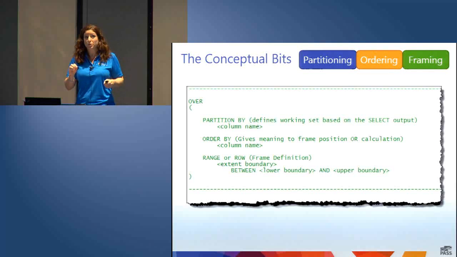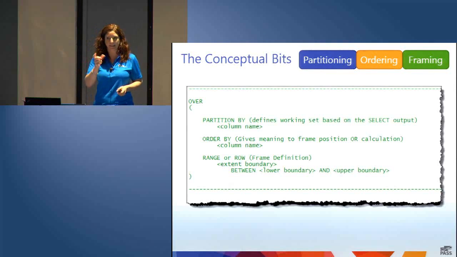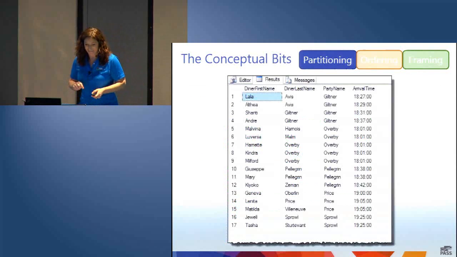All functions also support ordering, but they do it differently depending on what kind of function they are. So that gets a little bit confusing, but not so bad. The thing that makes the difference between how a function processes ordering is whether it supports framing or not. So I want to skip ahead and talk about framing before I talk about ordering, because that will make the ordering part make more sense, I hope. So we'll see. First, let's talk about partitioning, because that's the easy one.